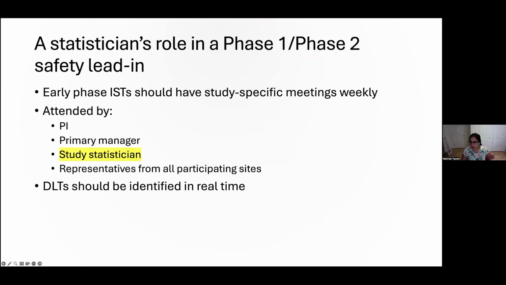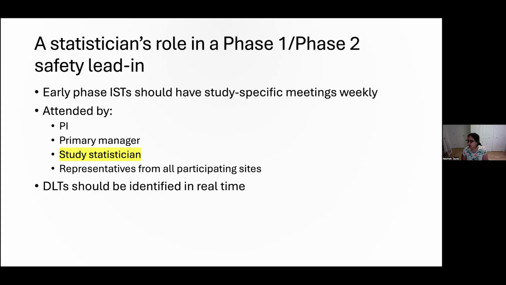Yeah. Thanks all. So I'm going to switch focus a little bit from the technical aspects of how to design the Bowen design and talk more about what is the statistician's role in phase 1 or phase 2 safety lead-ins. I think this is a little different from your standard phase 2, where there's less requirement for a statistician's direct involvement while the trial is ongoing, enrolling, and treating patients. I wouldn't say there should be no involvement.